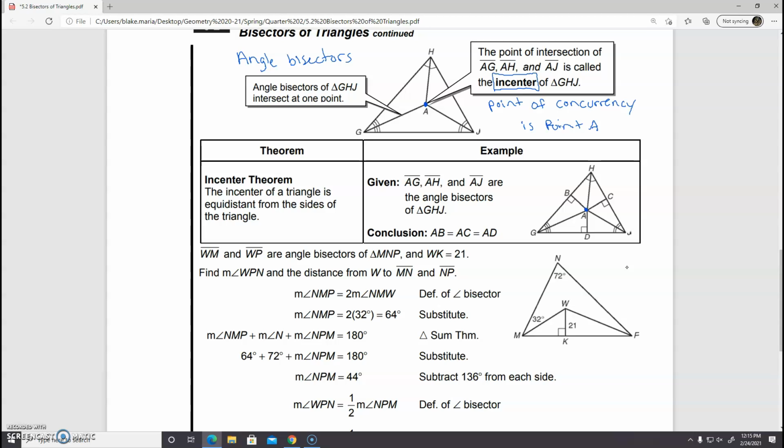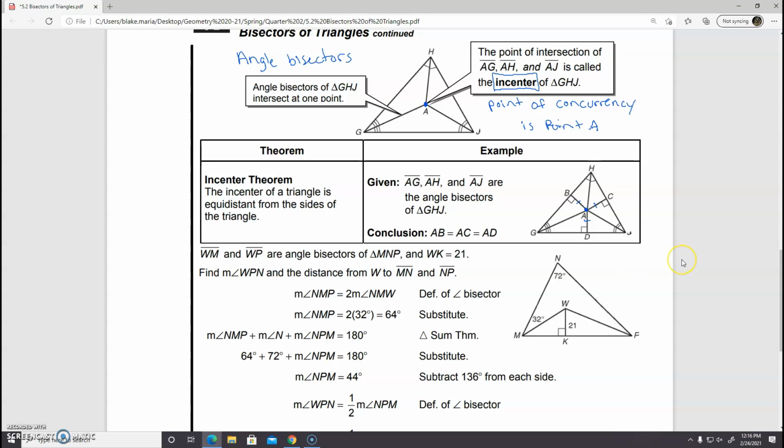What's so special is from the incenter to each side. So from A to B, which is to side GH, AB is to side GH, AC and AD from the incenter to each side should be the same length. Okay, should be the same length.